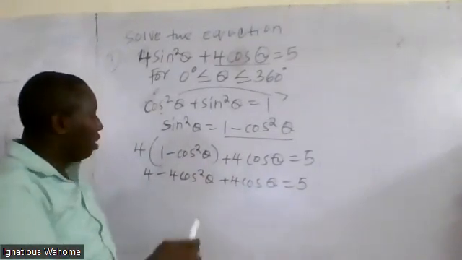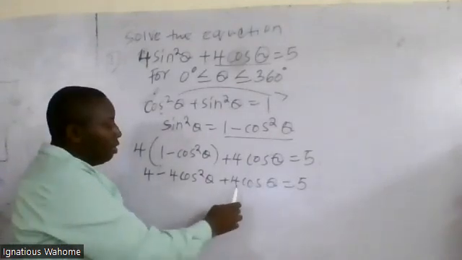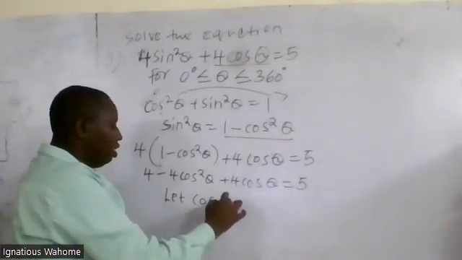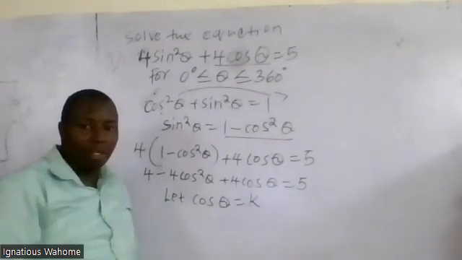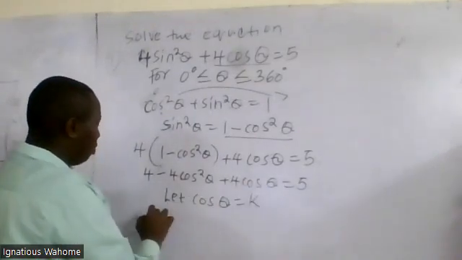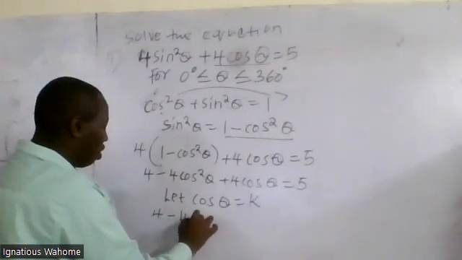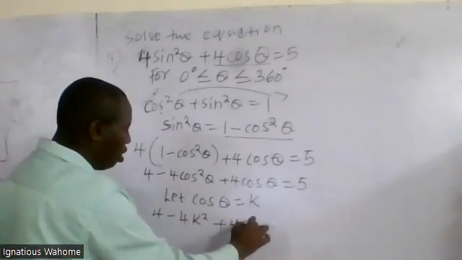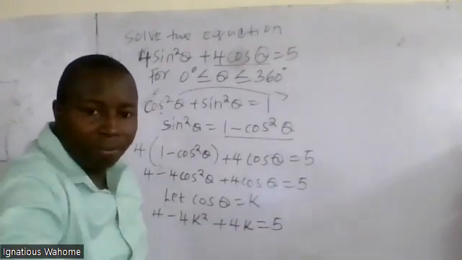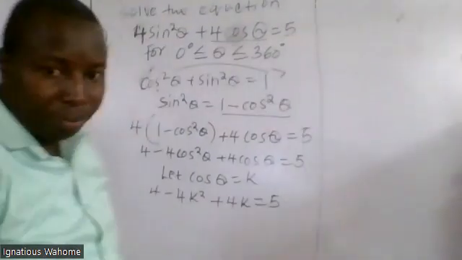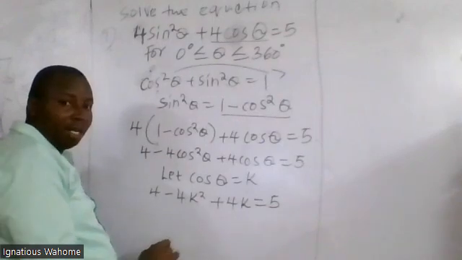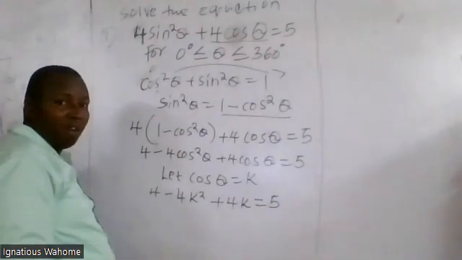Then from there, because you have cos squared theta and cos theta, you let cos theta be a letter like k. Make it k. So you get 4 minus 4k squared plus 4k equals 5.